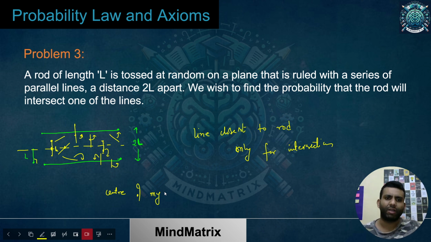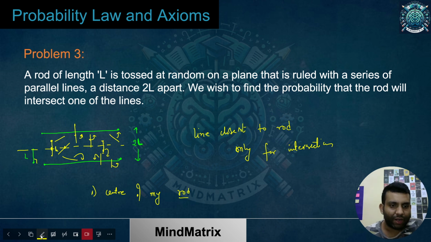For any intersection I have to talk about only the nearest line always, otherwise there is no intersection. I'm sure about that, because we know the length is not too big. So it will always be intersecting one line at a time, and that line would always be the one it is closest to as compared to the other lines present. How do we decide that? Based on the center of my rod.